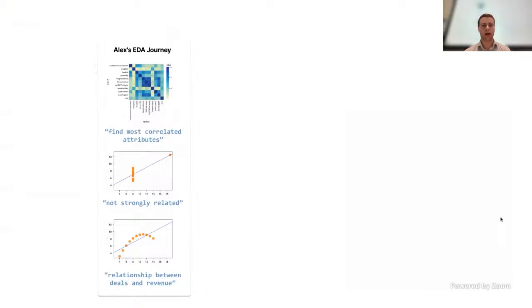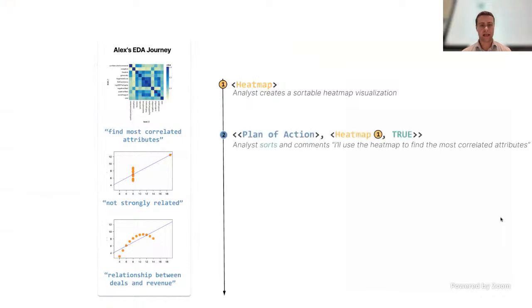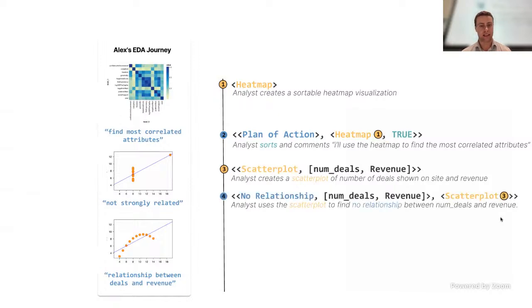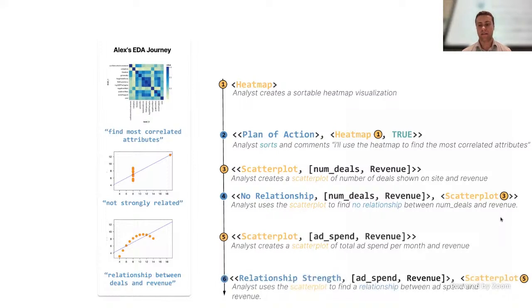If we take a look at what Alex's EDA looks like inside of our formalism, it starts with the creation of a heat map. From here, he makes a plan of action utterance that is specifically referencing how he will plan to use this heat map. From here, Alex creates a scatter plot, mentions that he doesn't find a relationship, creates another scatter plot, and then finally finds a relationship between two variables.